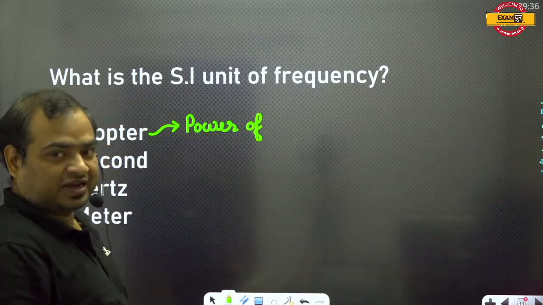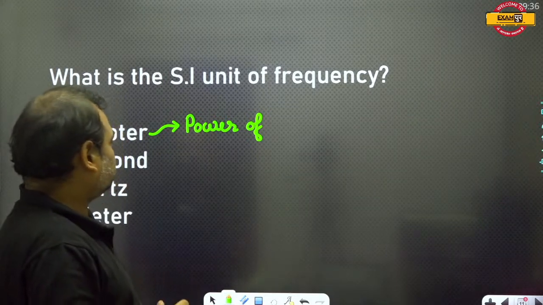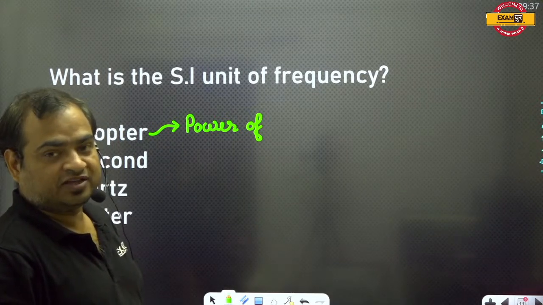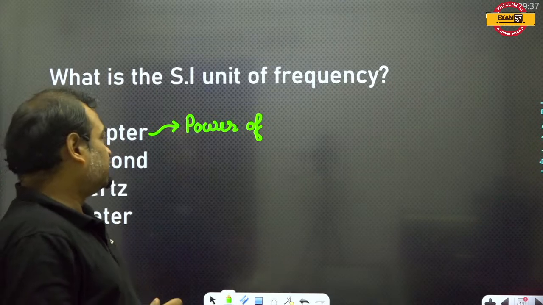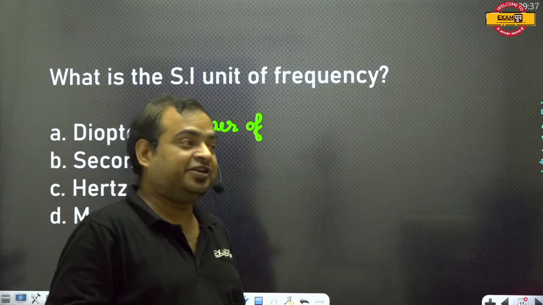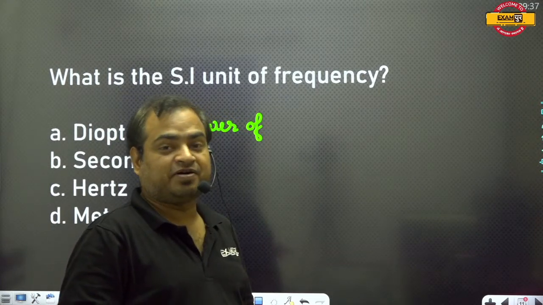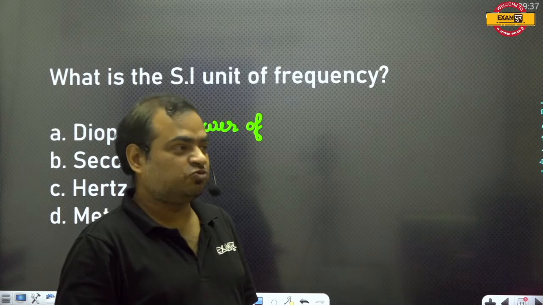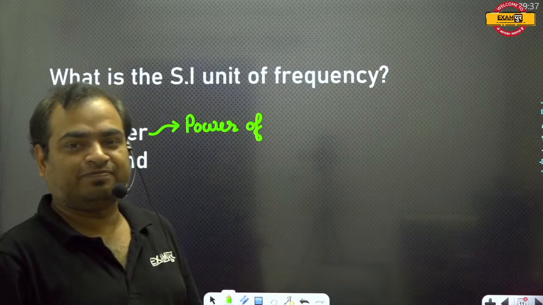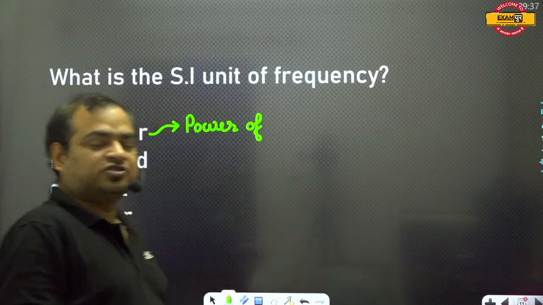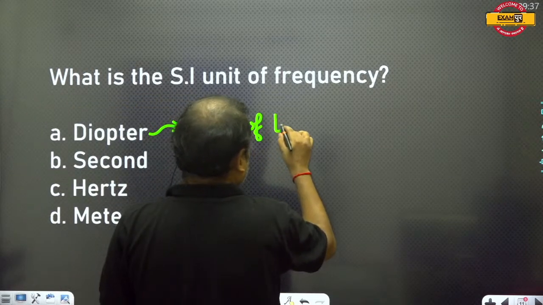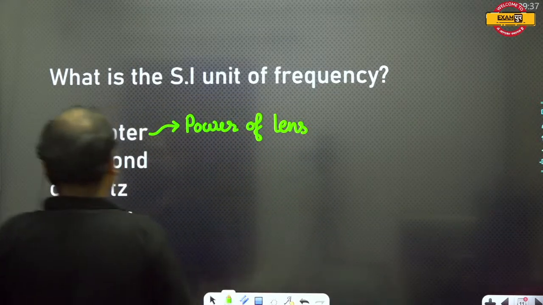Those who wear glasses on your eyes, your glasses have some power. Most of the opticians describe that you have negative power or positive power, minus 2.5 or minus 0.25, minus 0.5 or plus 2.5, plus 0.5, like that. Actually, they are talking about the diopter. So this is the power of lens. So this is the unit of power of lens.